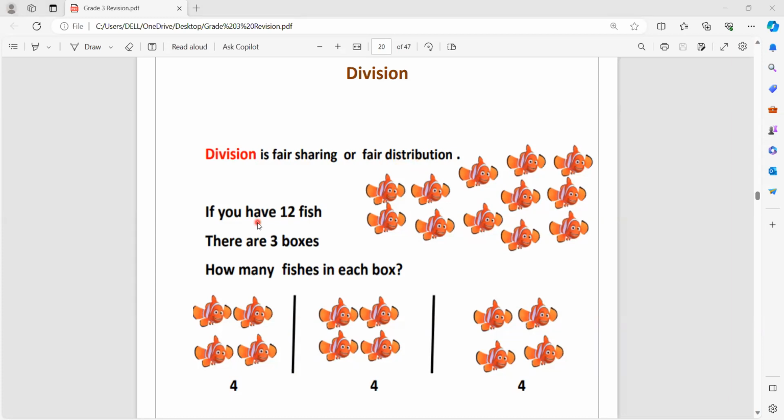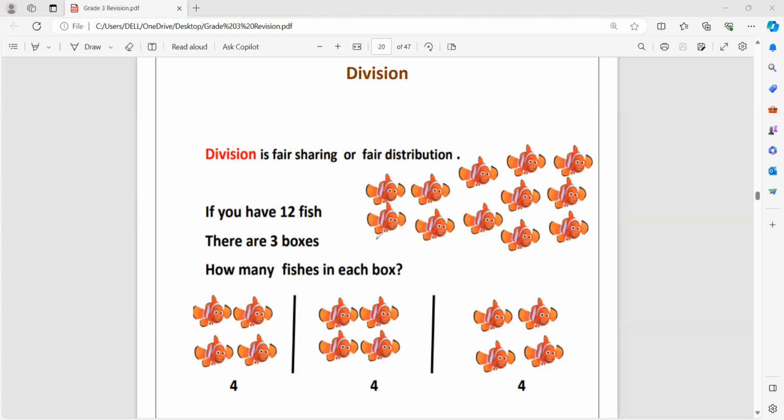Like this example, if you have 12 fish, here you have 12 fish, and you want to distribute them among 3 boxes. So inside each box, what we are going to put? We want to put them, but we must put them in equal numbers. So I can't put 3 in the first box and 5 in the second box. This is not fair sharing. All the numbers must be equal.